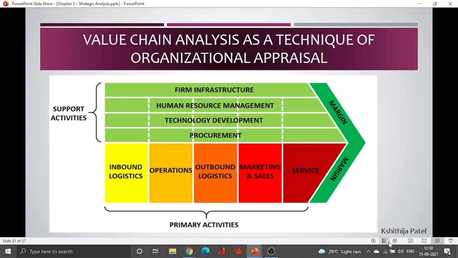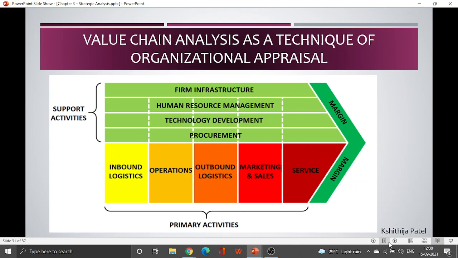And all these sub-activities, they are directly related to the flow of the product that happens to the consumer. So first one is inbound logistics.